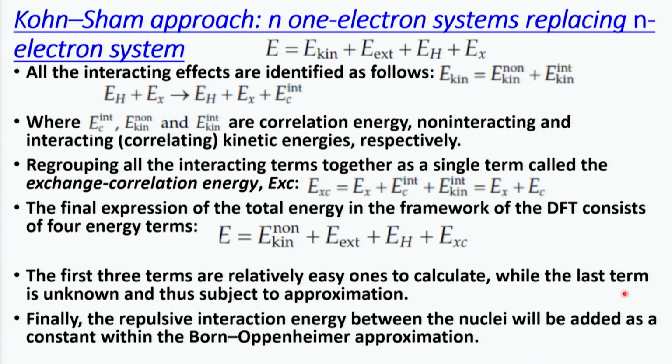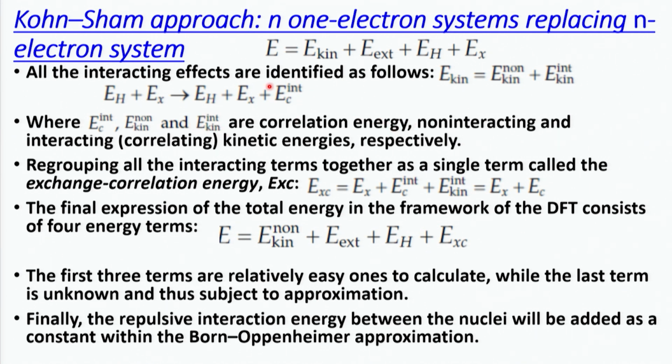Essentially all the interacting effects are identified as follows: the kinetic energy of the non-interacting system and the kinetic energy of the interacting one. In a similar way, the Coulombic or Hartree-Fock energy plus exchange, we can write as the Hartree-Fock plus the non-interacting and also the interacting. Okay. So, where this E_C interacting and the E kinetic interacting are the correlation energy.